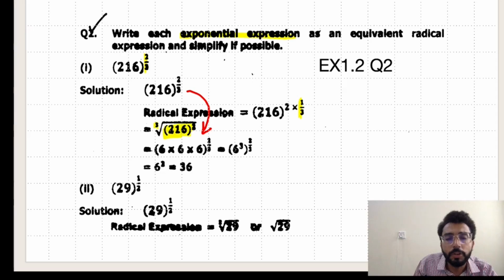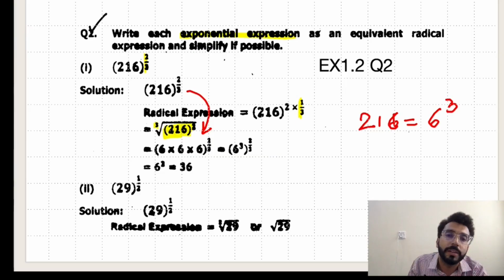And 216 is basically the cube of what? Cube of 6. 216 is basically the cube of 6. ये 6 का cube है, ठीक है. So we can write it as this. By cancelling this 3 and 3, we get the answer 6 square. The simplified form answer is 36. Very easy.